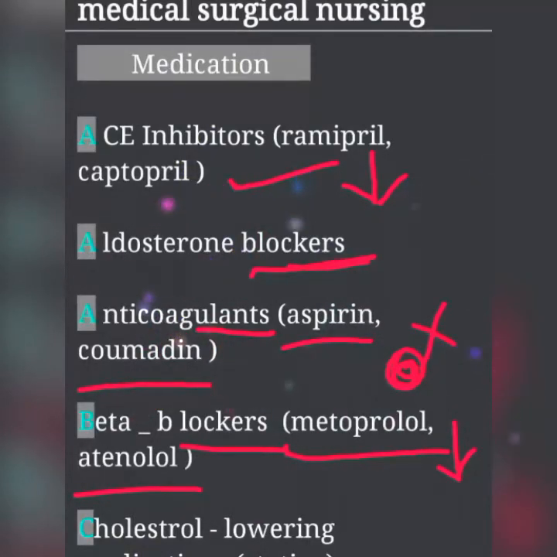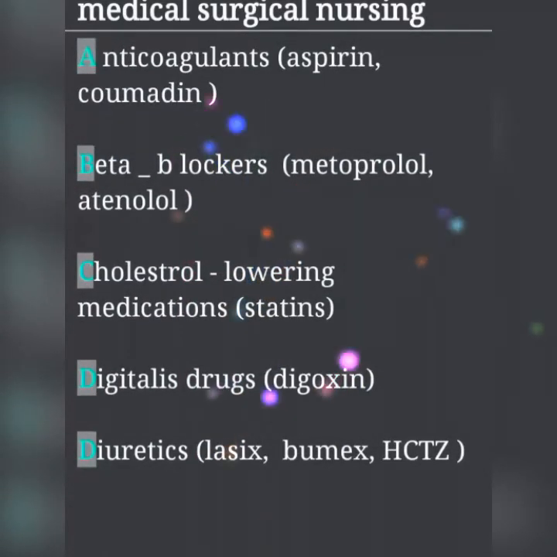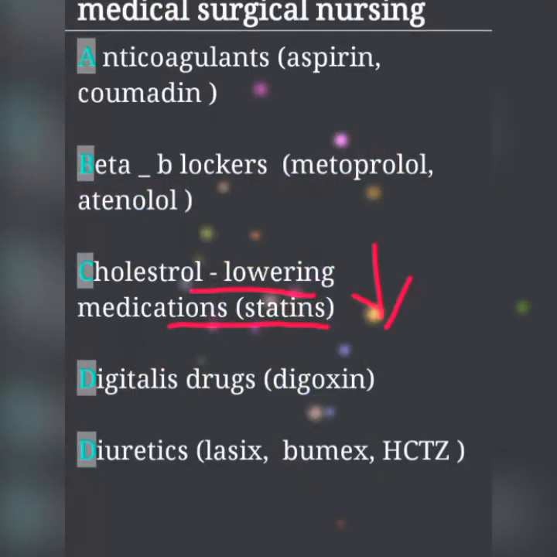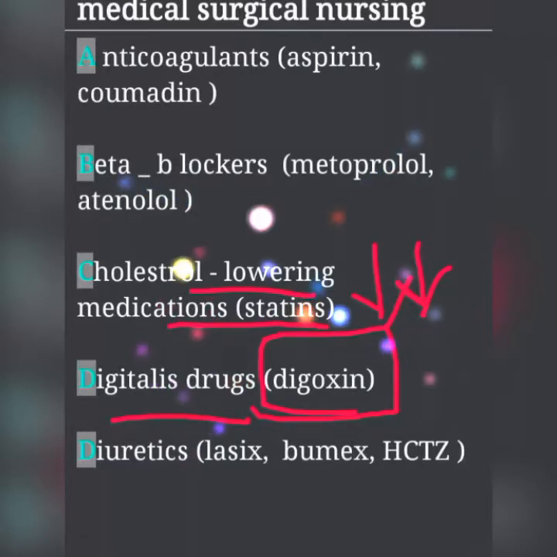Next we will discuss cholesterol. Cholesterol lowering medications include statins, which can reduce the risk of heart attack and stroke. Cholesterol lowering medications also reduce the risk of recurrent heart attack and stroke. Next are digitalis drugs including digoxin, which slows and strengthens the beating of the heart to make the heart muscle more effective in pumping blood.